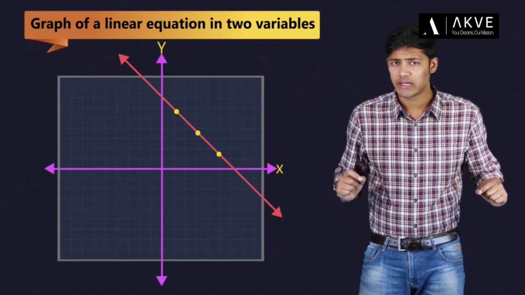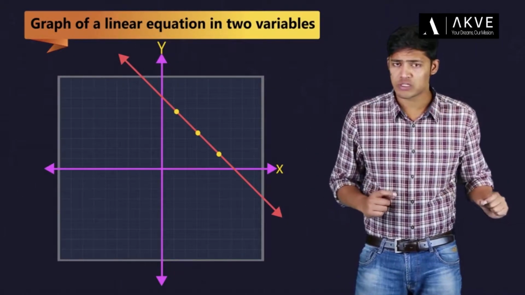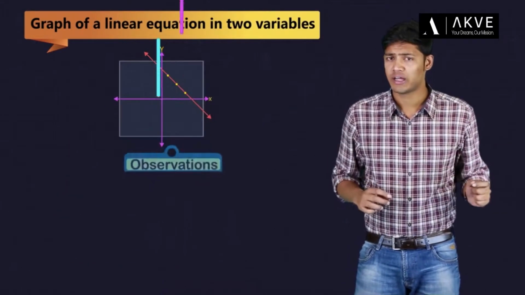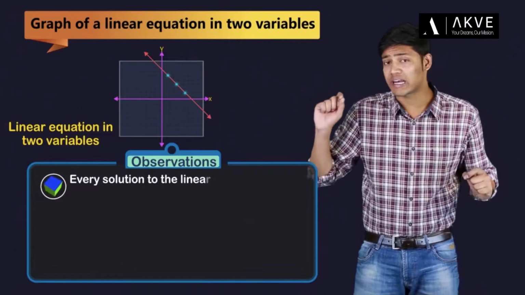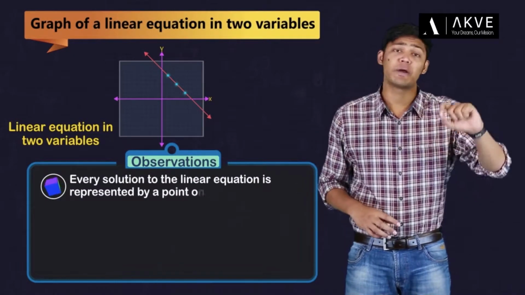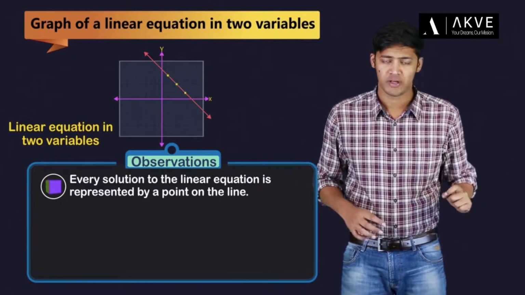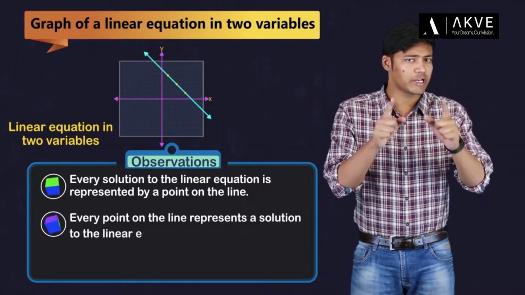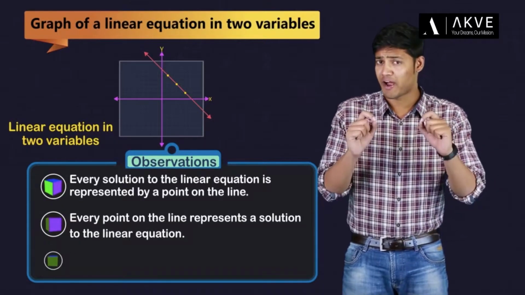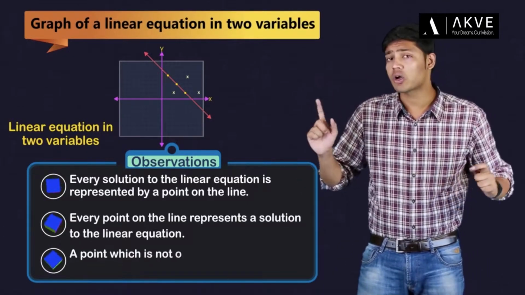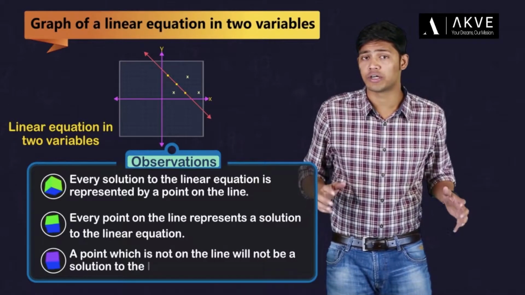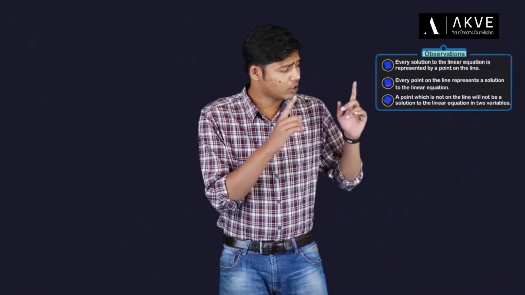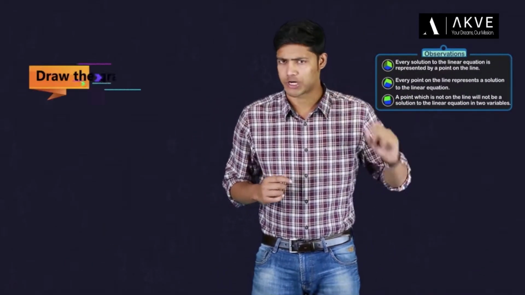We observed that a linear equation in two variables is geometrically represented by a line such that every solution to the linear equation is represented by a point on the line, and every point on the line represents a solution to the linear equation. Finally, a point which is not on the line will not be a solution to the linear equation in two variables. Keeping all these in mind, let's tackle a question.